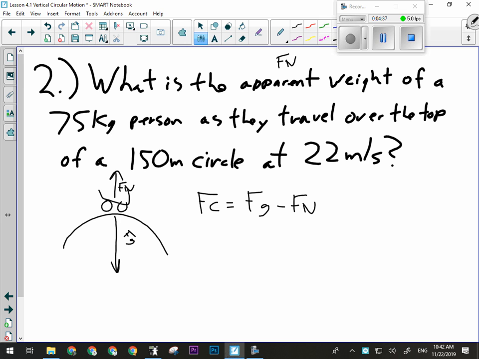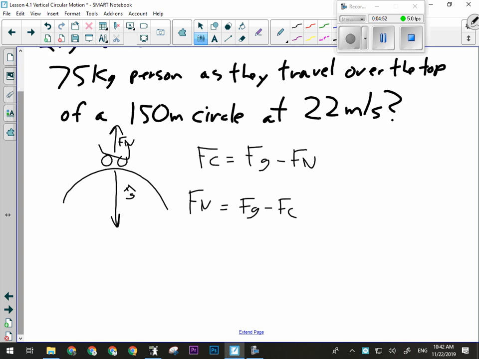Well, that's Fn. I don't like solving for something if it's negative, so I'm going to add Fn over to this side, and then subtract Fg. So I'm going to have Fc. So I'll have Fg minus Fc will equal Fn. All right, so Fn will equal m times g minus mv squared over r.